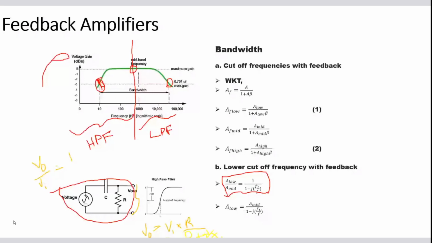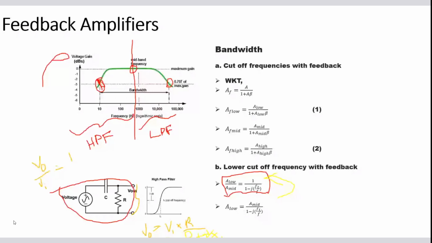Yes, whatever equation we are seeing here, we will discuss this equation in the next class if we want. Right now you just notice this equation. This is A low. A low means the gain at the lower frequency, and the gain divided by the gain at the mid-range frequency will be equal to 1 by 1 minus j into FL divided by F. F is the frequency of operation, and FL is the resonant frequency.